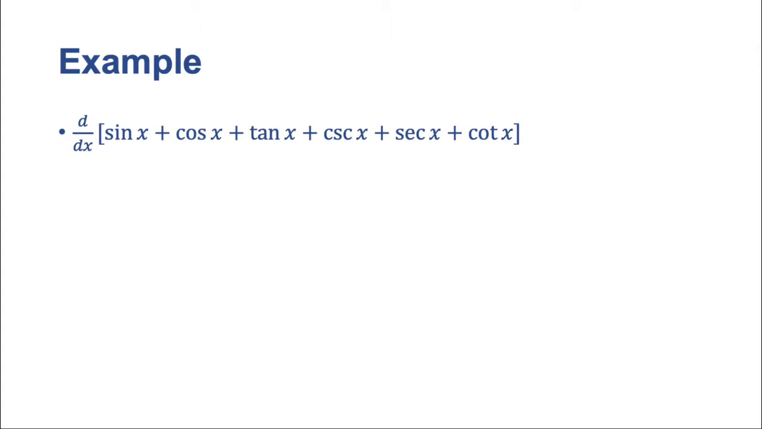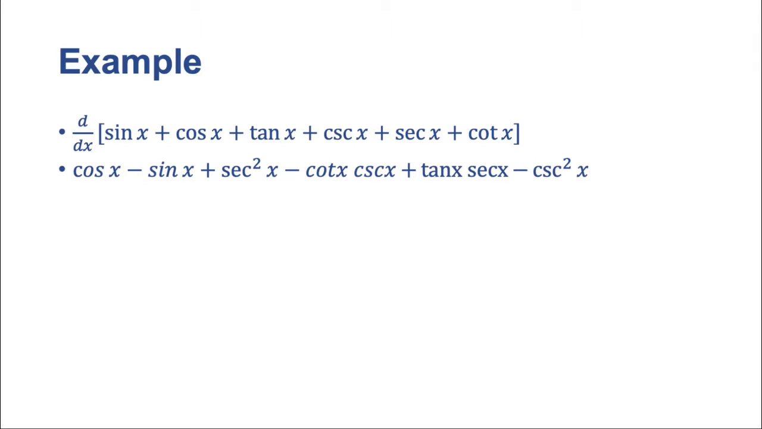So just to make sure we didn't forget anything, we're going to take the derivative of all of these functions. We're going to take the derivative of sine of x plus cosine of x plus tangent of x plus cosecant of x plus secant of x plus cotangent of x. And if you remember what we saw in the last slide, the derivative of sine of x is cosine, then minus sine of x plus secant squared of x minus cotangent x times cosecant x plus tangent of x times secant of x minus cosecant squared of x. That was our first example. Let's do another.